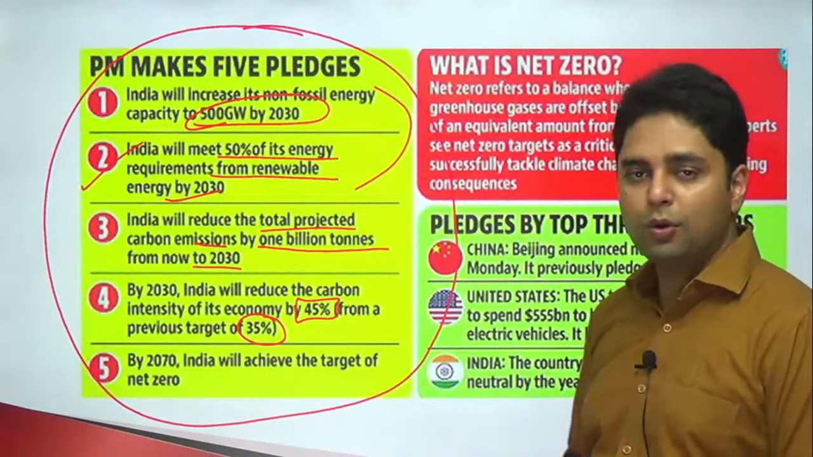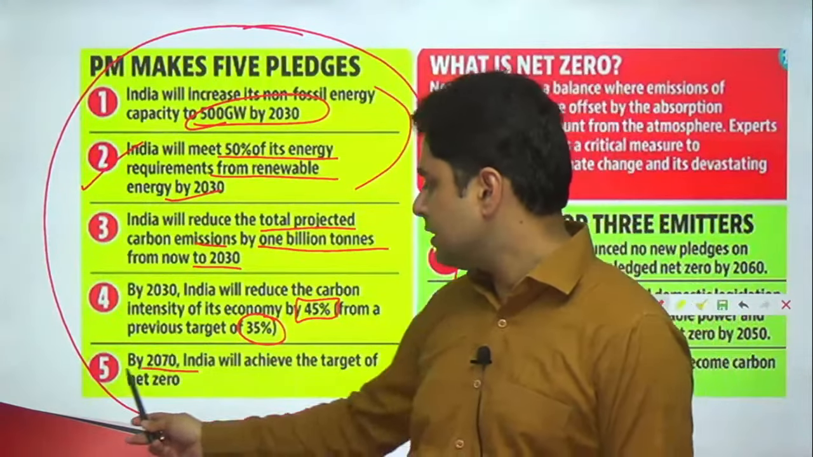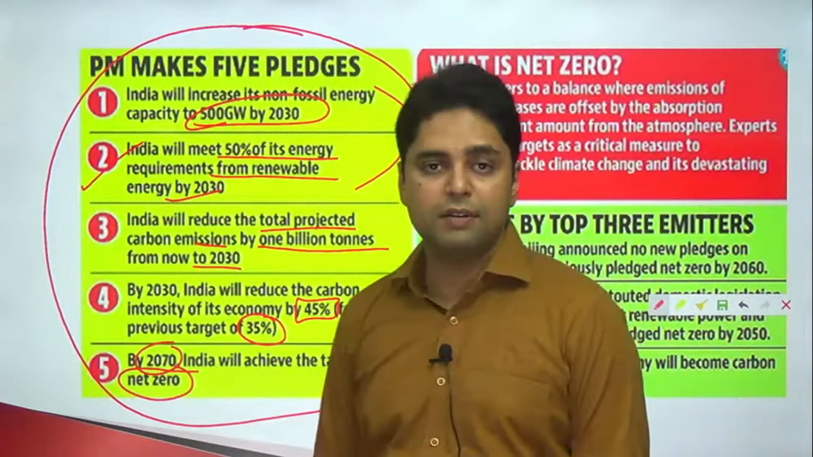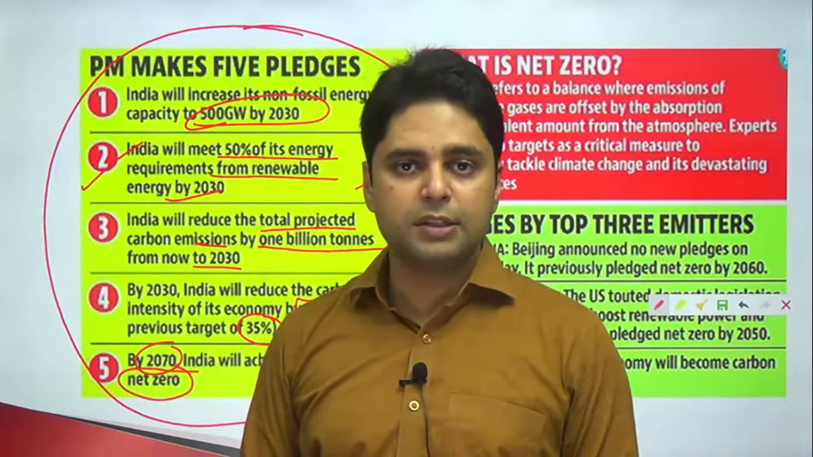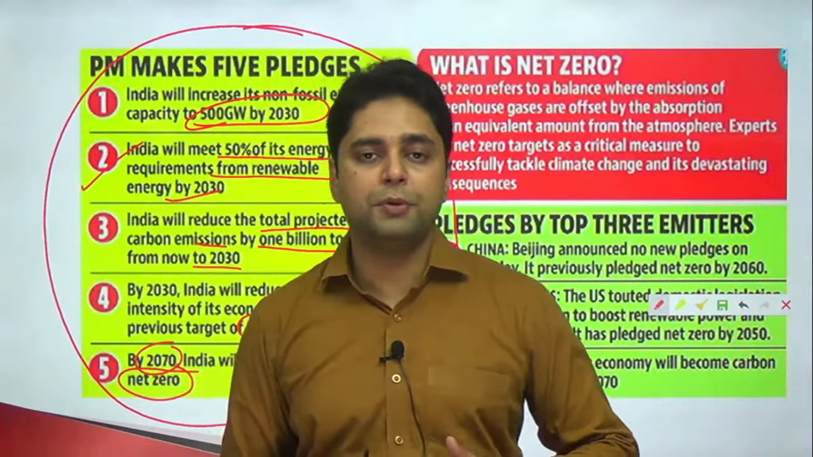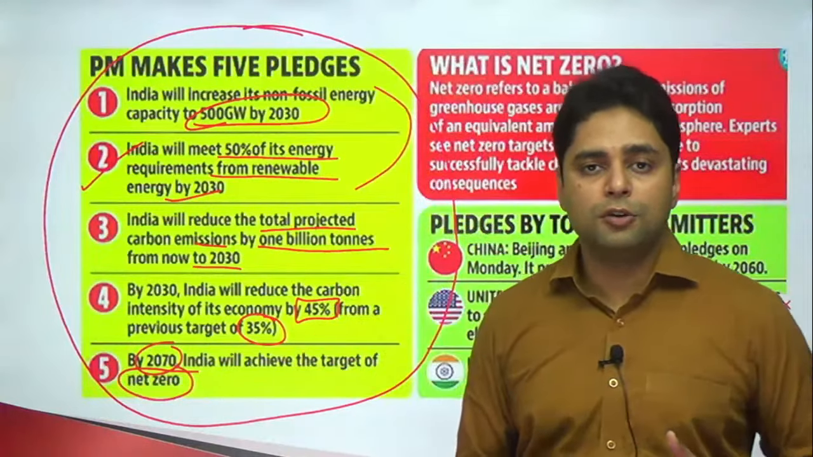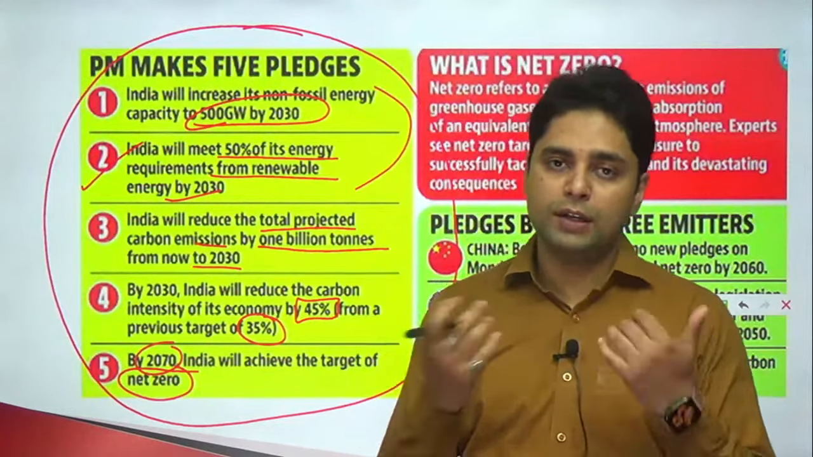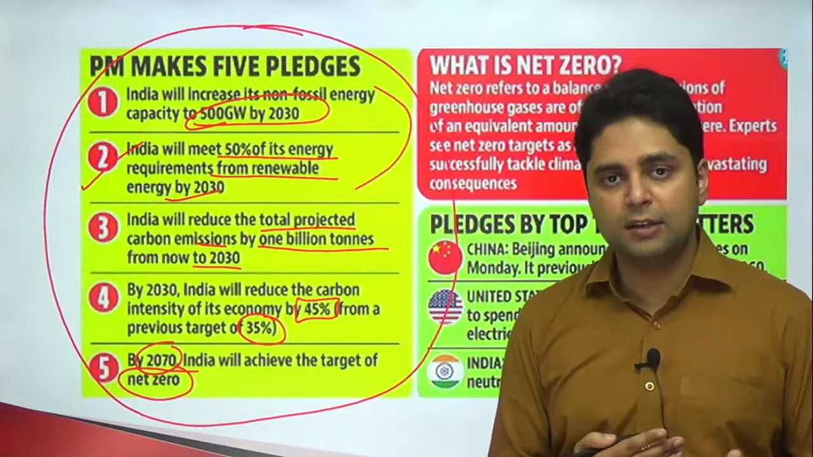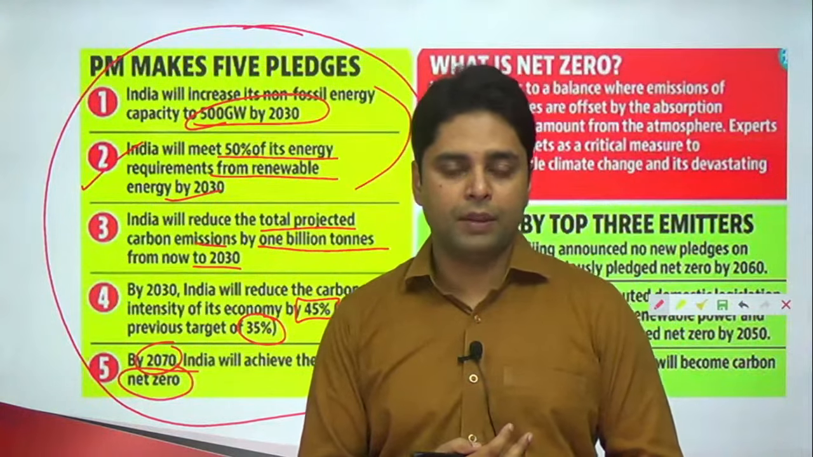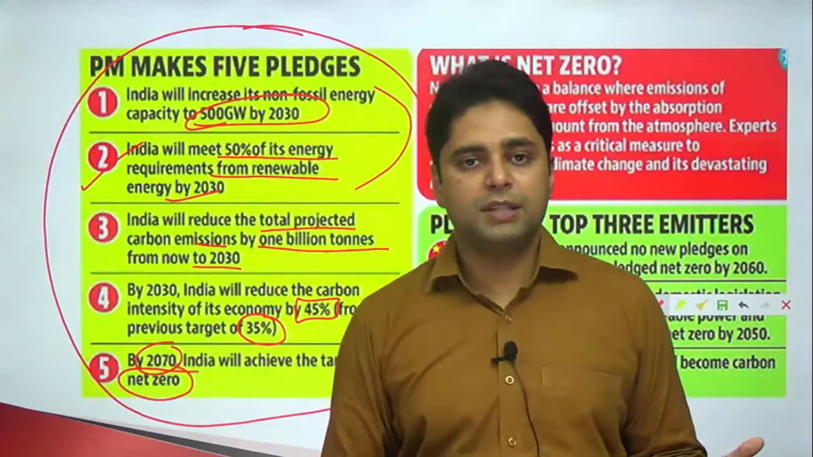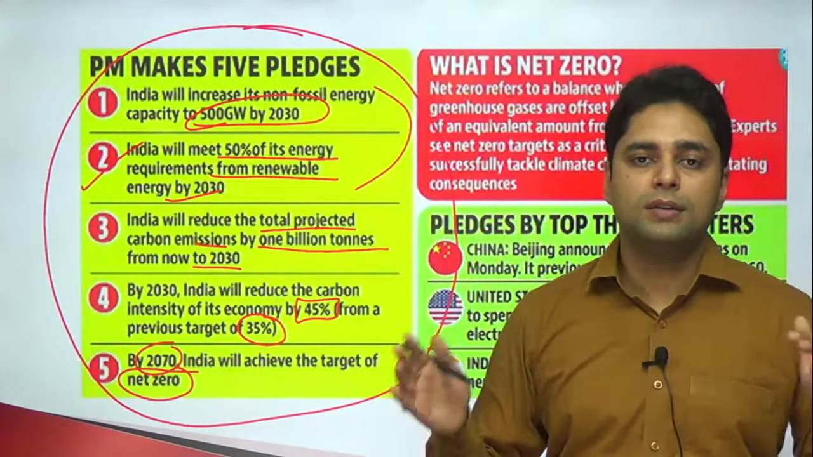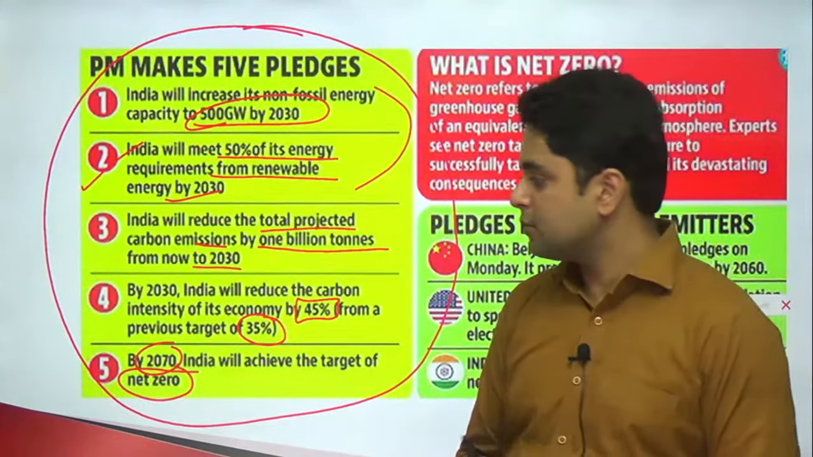And then a new goal that India will achieve net zero emissions by 2070. So in 2070, India will not be contributing any climate change to the world. Whatever we generate, we will consume as well. So we will be a net zero country by 2070. If every country becomes net zero, that means the climate change will stop, right? So that is what it means.